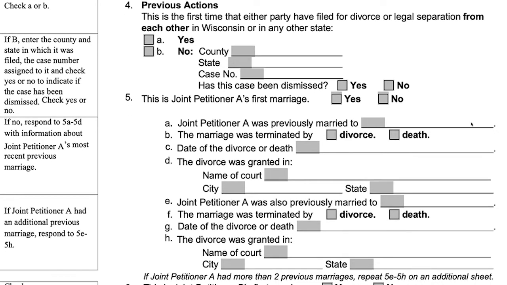After you've clarified to the court whether you're asking for a divorce or a legal separation, the court wants to know if you have previously filed for divorce or legal separation from each other in Wisconsin or in any other state. If you have, you need to give the information on that. If you've previously filed for and been granted a legal separation and now want to divorce, you need to file a different form asking that the separation be converted into a divorce proceeding.